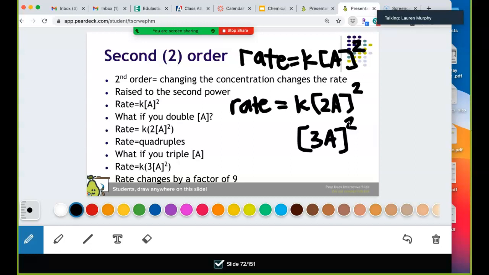So in 0 order, you change the concentration and nothing happens. In first order, whatever you do to the concentration, the same thing happens to the rate. In second order, it doesn't follow a set rule. You just have to square whatever you're doing to that concentration. So if it's second order and you double the concentration, the rate doesn't double, the rate actually quadruples. If it's second order and you triple the concentration, the rate doesn't triple, the rate actually changes by a factor of 9.